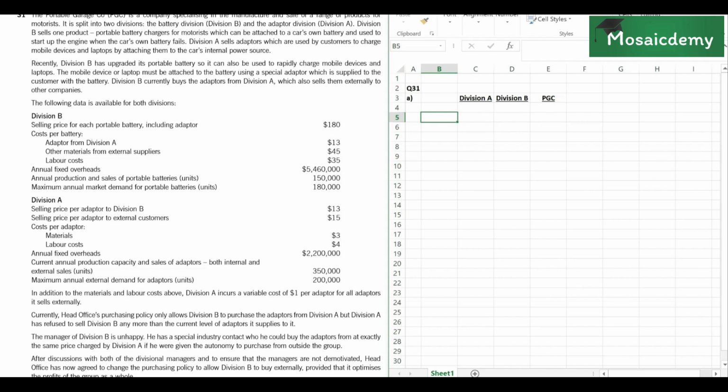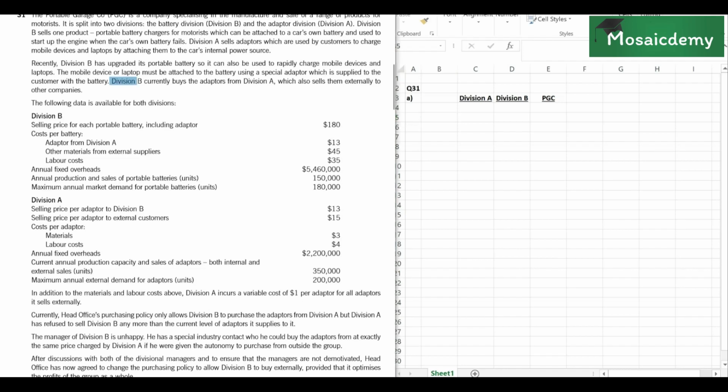So it says the Portable Garage Co. is a company specializing in the manufacture of and sale of a range of products for motorists. It is split into 2 divisions, the Battery Division B and the Adapter Division A. Division B sells 1 product, portable battery chargers for motorists, which can be attached to the car's own battery and used. Okay, this is all fluff anyway. Division A sells adapters which are used by customers to charge mobile devices and laptops by attaching them to the car's internal power source. Okay, most of that's fluff. Let's move on. Recently, Division B has upgraded its battery so it can charge mobile devices and laptops, etc., etc. That's fine.